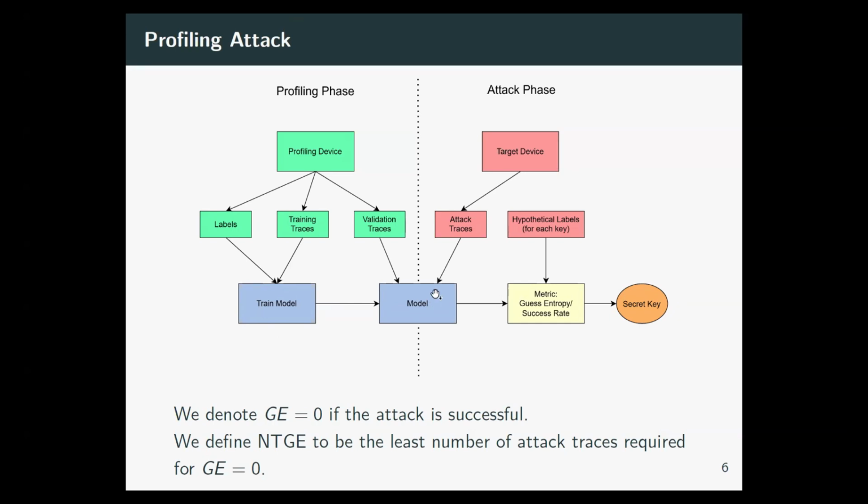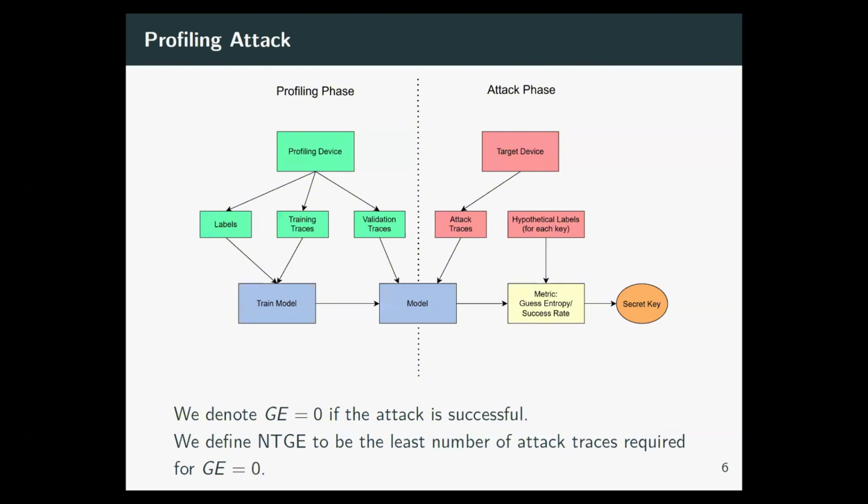In the attack phase, the attacker obtains traces from the target device, also known as the attack traces, and gives them to the model to obtain a set of predictions. And these predictions, together with pre-computed hypothetical labels, are used to compute a metric known as either guessing entropy or success rate to recover the secret key. So in this work, we're only going to focus on guessing entropy, which we denote as GE.